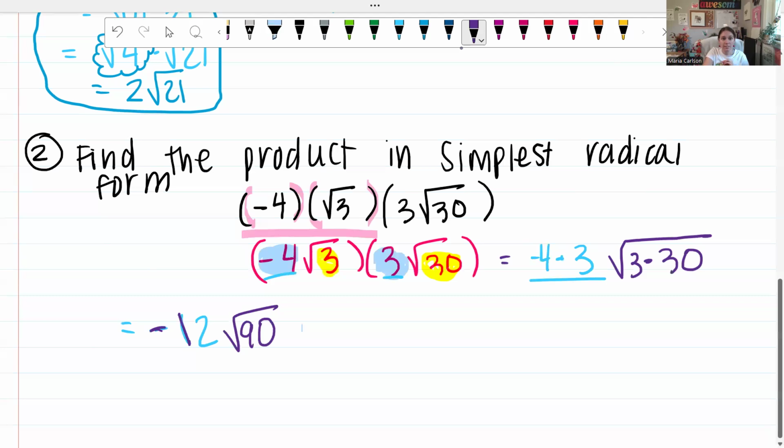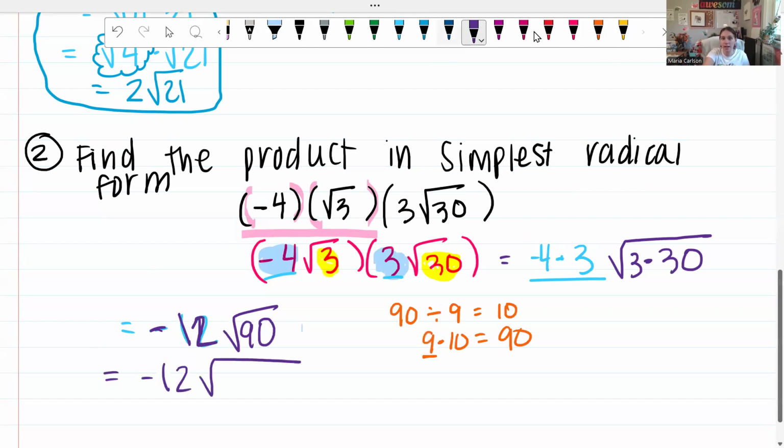So if I'm going to write this in simplest radical form, looking at that 90, I notice that 90 is divisible by 9, and 9's a perfect square, right? 90 divided by 9 is 10, which means that 9 times 10 gives me 90. So keeping that in mind, I can rewrite this as -12 times the square root of 9 times 10 instead of 90.